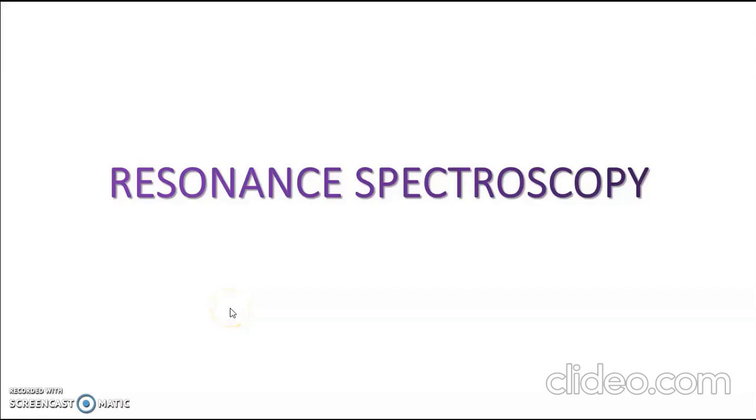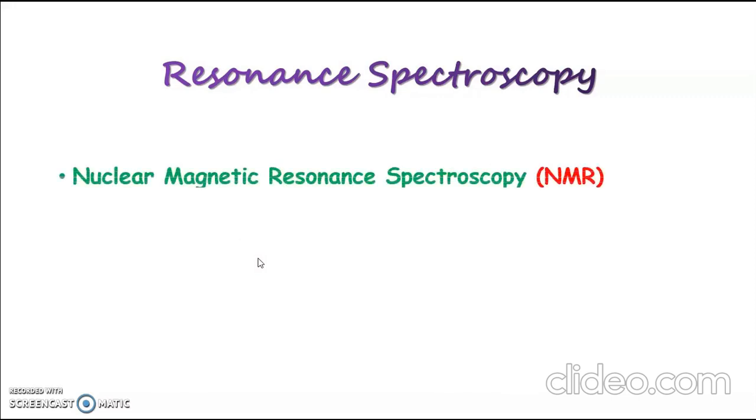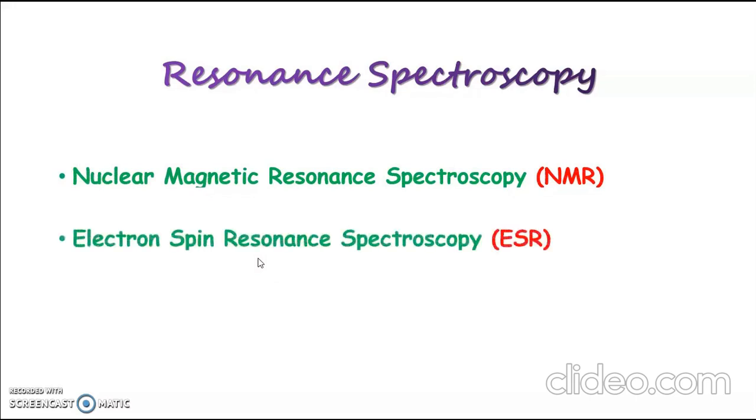Hello all, we are starting our next topic, resonance spectroscopy. Resonance spectroscopy is mainly classified into nuclear magnetic resonance spectroscopy and electron spin resonance spectroscopy. You may be familiar with the words NMR and ESR. These are a different kind of spectroscopy compared to others.